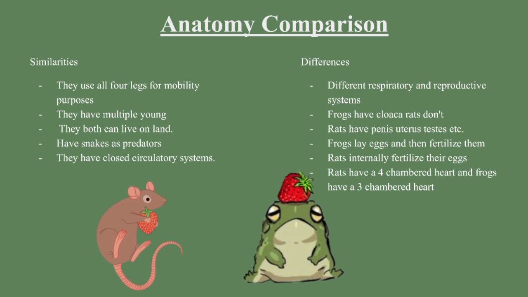Rats have a uterus, testes, and so on. Frogs lay eggs, then fertilize them. Rats internally fertilize their eggs. Rats have a 4-chambered heart, while frogs only have a 3-chambered heart.